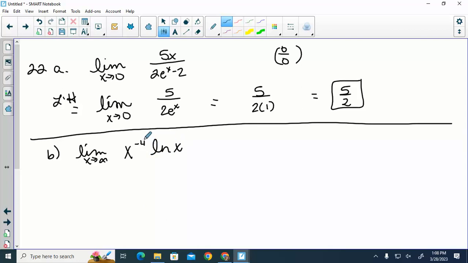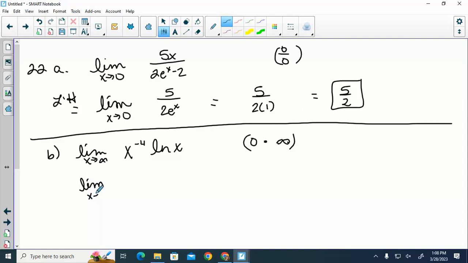All right. x to the -4, that's like 1 over infinity. So that's going to 0. Natural log of infinity is going to infinity. So 0 times infinity, that's an indeterminate form. We can't do L'Hopital's until it's an indeterminate quotient. So how could I write this as a quotient?